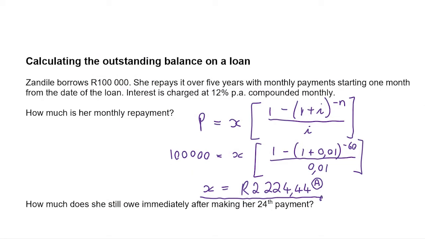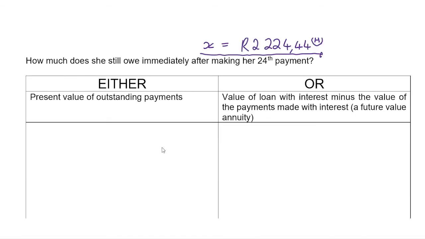The main goal of this video is for us to understand how to calculate the outstanding balance at any given stage. So we're now going to look at how much does Zandile still owe immediately after making her 24th payment. Now there are two ways of doing this, and we're going to do it both ways just to show that we get exactly the same answer. One is to work out the present value of the outstanding payments. There are a total of 60 payments, right? And we've made 24 of them. So 60 minus 24 is in fact 36.